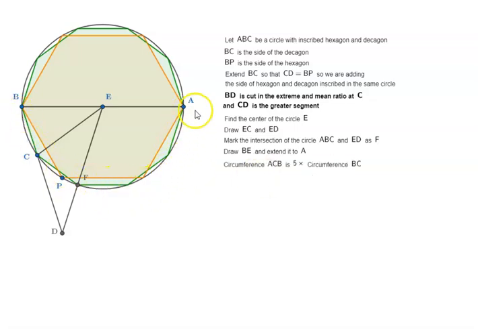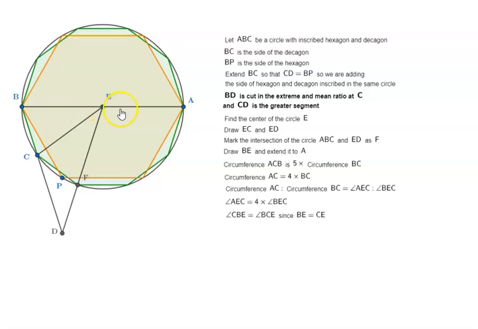Circumference ACB is equal to 5 times the circumference BC. Why? Because the entire circumference of this circle has been inscribed with the decagon, and BC is the side of the decagon. So in a semicircle, 5 of these sides will be present. So circumference ACB is equal to 5 times circumference BC. Circumference AC will be equal to 4 times BC. So circumference AC is to circumference BC as angle AEC is to angle BEC. So that means angle AEC will also be 4 times the angle BEC.